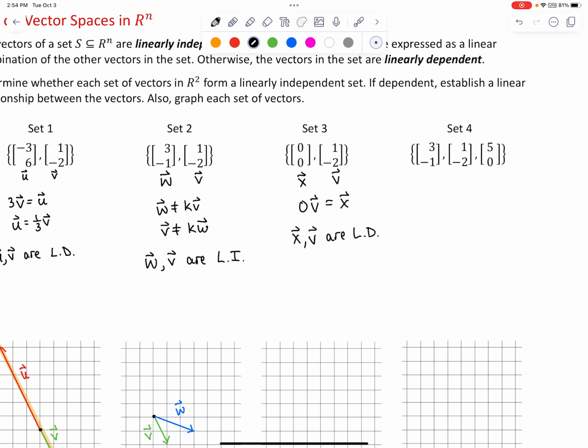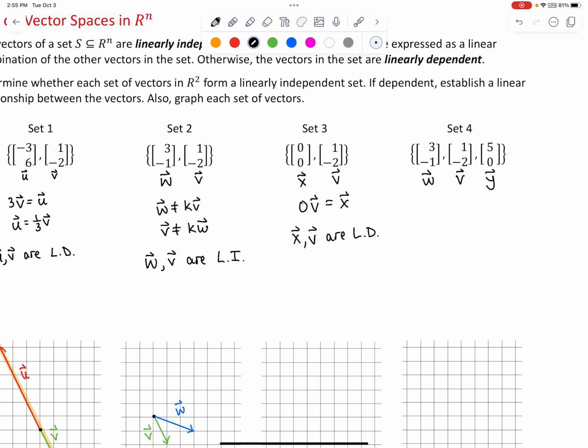Let's look at set 4. Set 4 has the same vectors w and v that we referred to before, and it has a new vector. We'll call that vector y. Now this time we have a total of 3 vectors, but in R2. Is it possible to express any one of these vectors as a linear combination of the other two? Now we can examine this by guessing and checking and seeing if it's possible to come up with a linear combination of two of the vectors that produce the third.